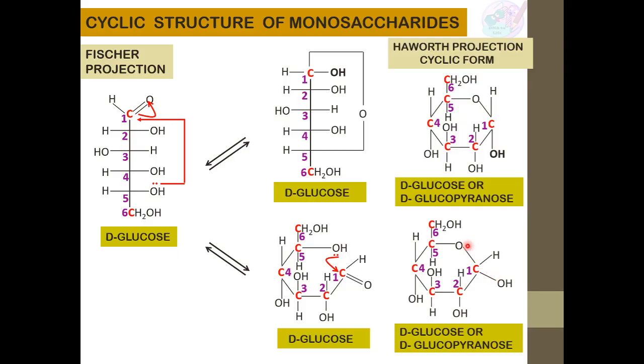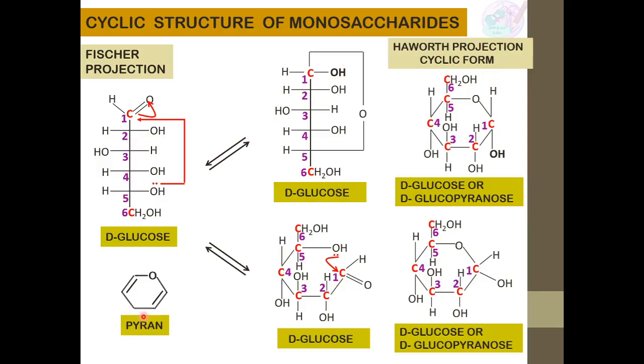So you must have heard the terms alpha glucose and beta glucose, and that is because of the position of this OH group, the newly formed OH group. If it is in the downward direction, it will be alpha sugar. If it is in the upward position, it will be beta form. I have not shown it here because alpha and beta forms are isomers, so I will talk about them when we study isomerism in carbohydrates.